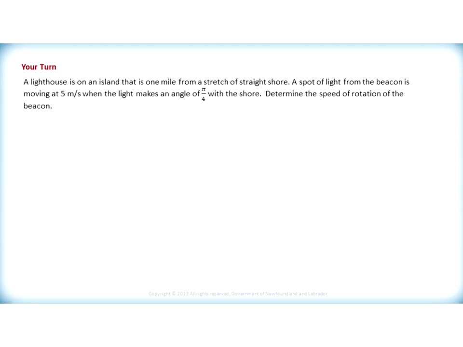So the next one is the your turn question. It says a lighthouse is on an island that is 1 mile from a stretch of straight shore. A spotlight from the beacon is moving at 5 meters per second when the light makes an angle of pi over 4 with the shore. Determine the speed of the rotation of the beacon. Okay, I'm just going to give you a little hint with this one before you get started.